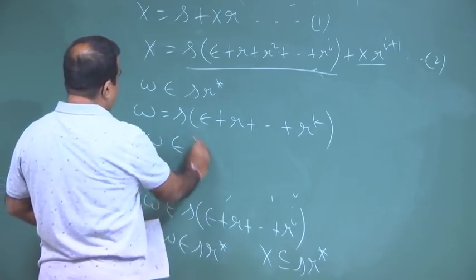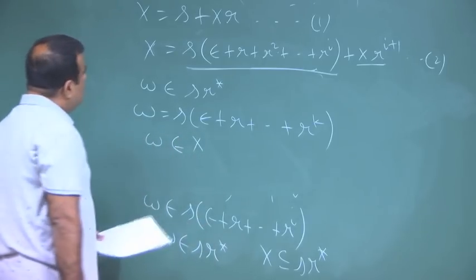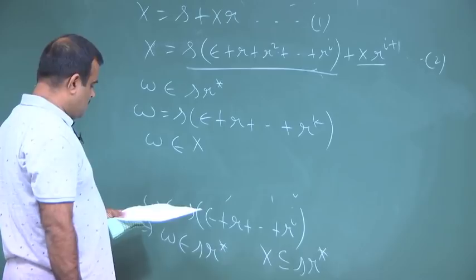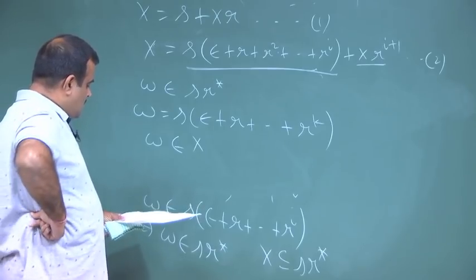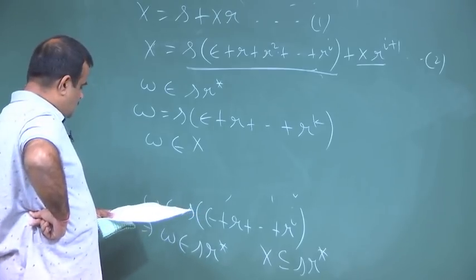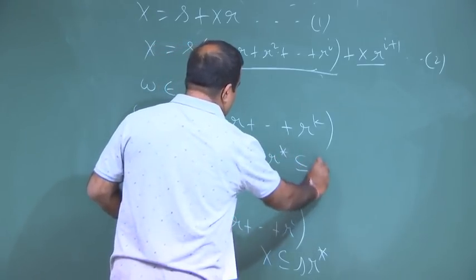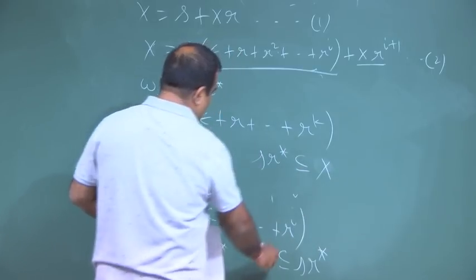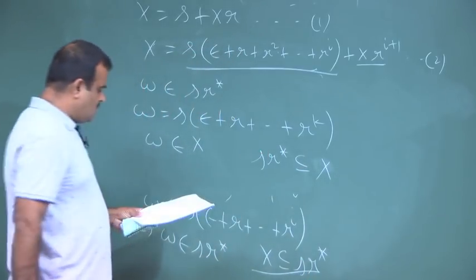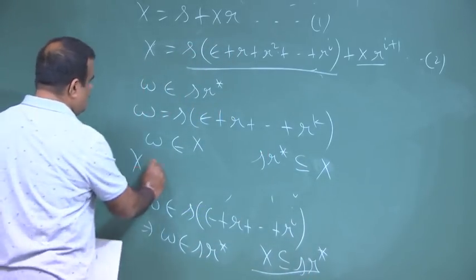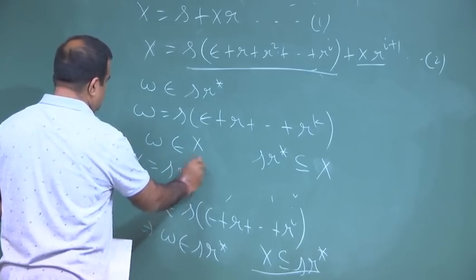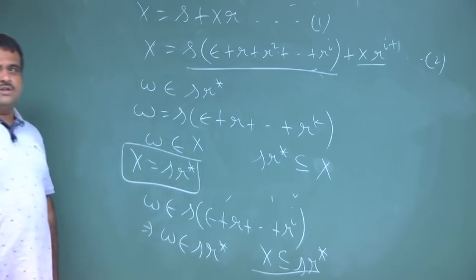W belongs to X, which is the solution of the equation 1. So, that means S R star is a subset of X, and we have seen X is a subset of S R star. That means these two are same, X equal to S R star. So, this is the uniqueness proof.